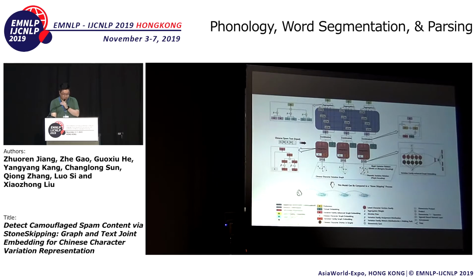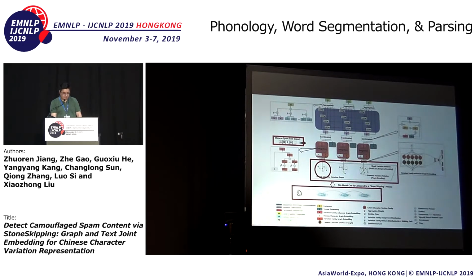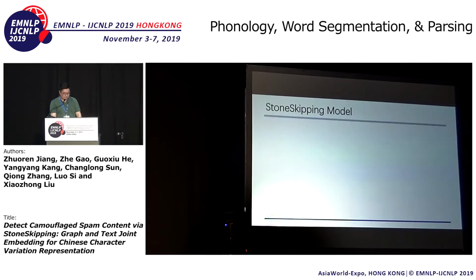This is the framework of our model. For a piece of text, which is a character sequence, with the proposed model, each candidate character can visit the character variation graph like a stone bouncing across a water surface and exploring its glyph and phonetic variation information like the ripples caused by the stone hitting the water. So we call this model StoneSkipping. We think that's a very interesting and appropriate metaphor. In the following part, I will introduce this model in detail.